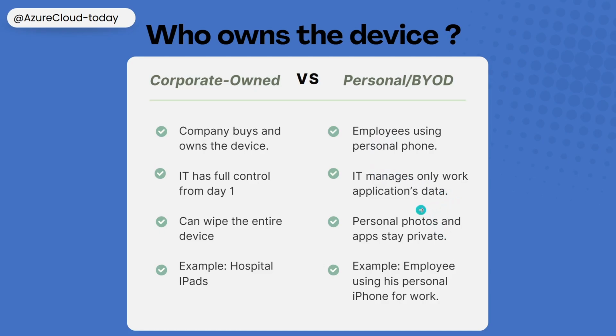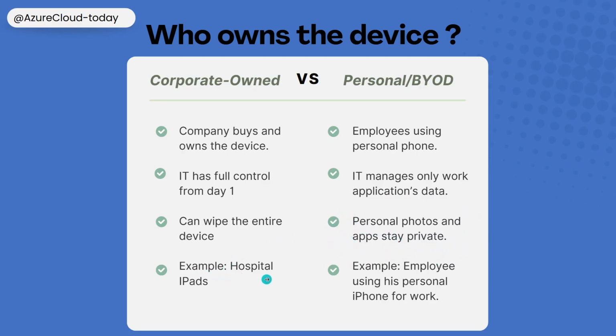This is the single most important thing to understand: whether a device is corporate owned or bring your own device, personal. Over here, IT has full control from day one. Over here, IT manages only work application data. Over here, the entire device wipe can be done. Over here, personal photos and apps stay private. Wiping can be done, but these are not touched.